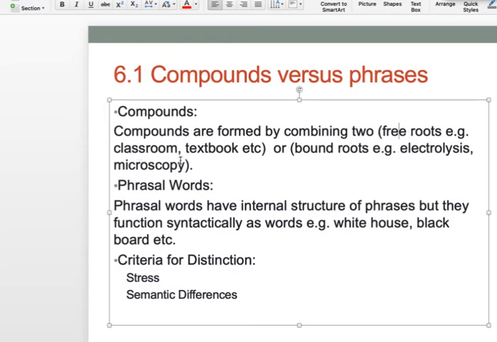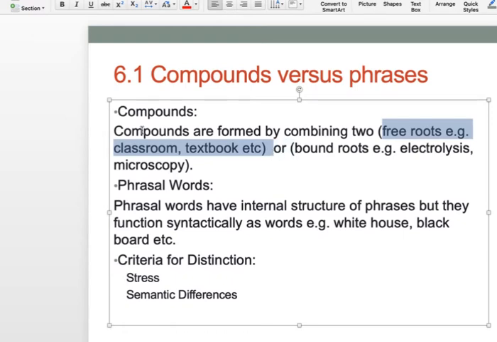Examples of free roots: classroom. Class is one root and room is another root, because both can stand alone. Class can stand alone, room can stand alone. Same is textbook, text and book, they can stand alone. But by the time they are put together as compounds, they give one single meaning, right? So both the roots combine into one compound. And compounds, remember, we consider as one word, because compounds are just like one word, okay? So classroom is not two words, it's just one word. Textbook is only one word, one compound. Because both the roots were free, we consider them compounds.